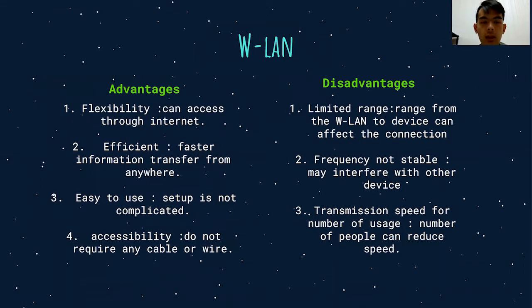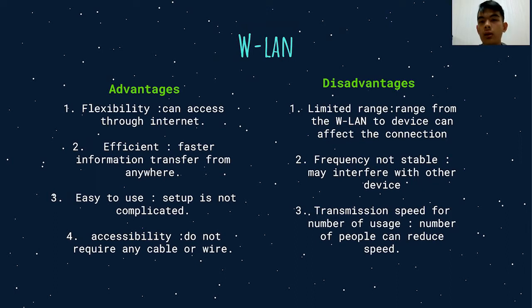And the next one I'm going to talk about is advantages and disadvantages of the WLAN. So I'm first going to talk about the advantages. The first one is more flexibility, so you can access the internet. Second one is very efficient, with faster information transfer from anywhere. And the third one is easy to use and the setup is not so complicated. And the fourth one is accessibility, as it does not require any cable or wire.